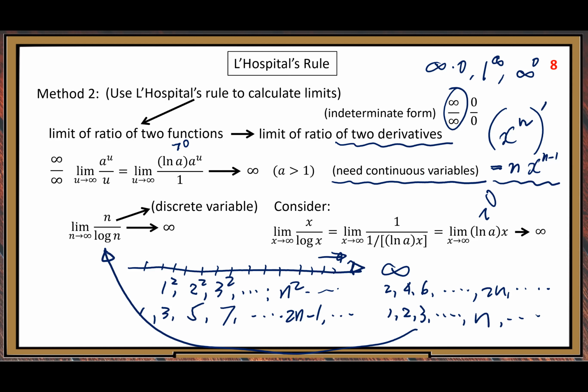Try to understand. With that, now we have no problem. Later, when you have a discrete ratio function, you write this continuous version, apply L'Hopital's rule, get an answer, then you come back. That's perfect.